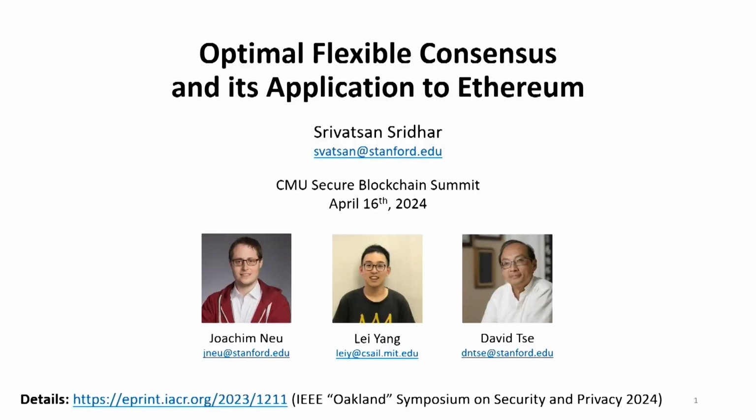My name is Srivatsan, and I'm going to present optimal flexible consensus and its application to Ethereum. This is joint work with my colleagues Joachim, Lei, and my advisor David. This paper is forthcoming in the Oakland conference this year.